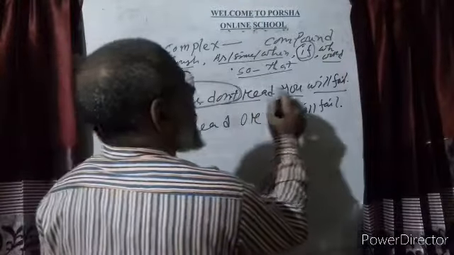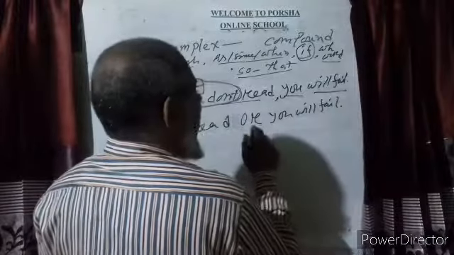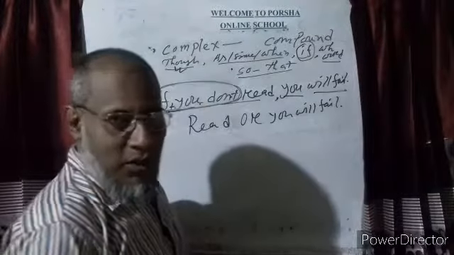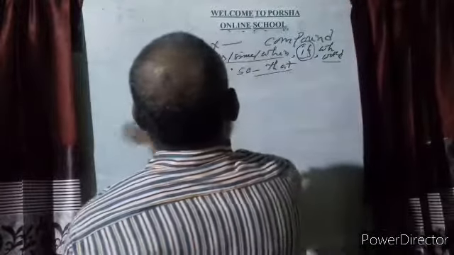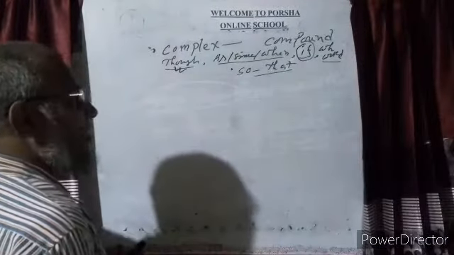If you don't read, you will fail. Read or you will fail. Have you got the idea, my dear student? Then we will discuss another kind of sentence with WH. If there is any WH word, what will be its compound form? My dear student, please remember in mind, if there is a WH word, and will be used.